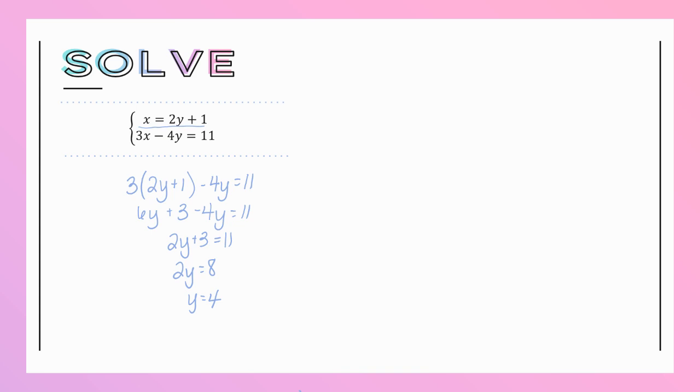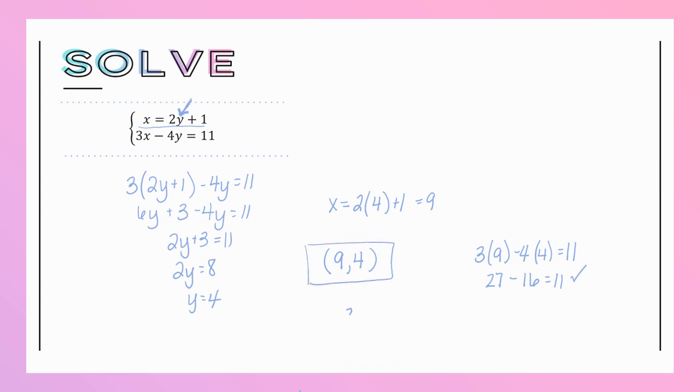Now I want to back substitute that into the top equation for y because it's going to be easy to solve for. All I have to multiply is 2 times 4 plus 1, and I get an answer of 9. Now, that means that my solution is (9, 4), but I want to check this in the bottom equation just to make sure that it works. So I'm going to plug 9 in for x, I'm going to plug 4 in for y, and I'm going to evaluate to see if I get 11. Well, 9 times 3 is 27, 4 times 4 is 16, and if I take 27 minus 16, I do get 11. So this checks. I have a consistent independent system with one solution.